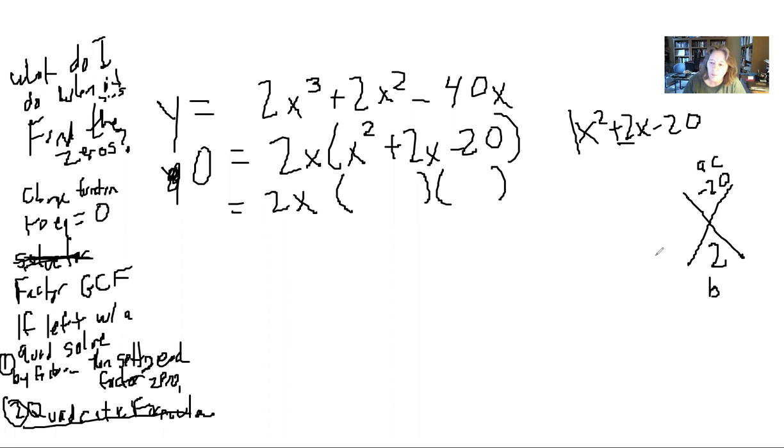So we've got to think of 2 numbers that multiply together. Oops, just realized that's a 1. It's embarrassing. When I pulled out the 2x, I'm going to double check this. 2x times x squared is 2x cubed, check. 2x times 1x is 2x squared, check. 2x times negative 20 is negative 40x, check. Okay. I'm going to do some erasing. Okay, so we had negative 20 up here, positive 1 down here.